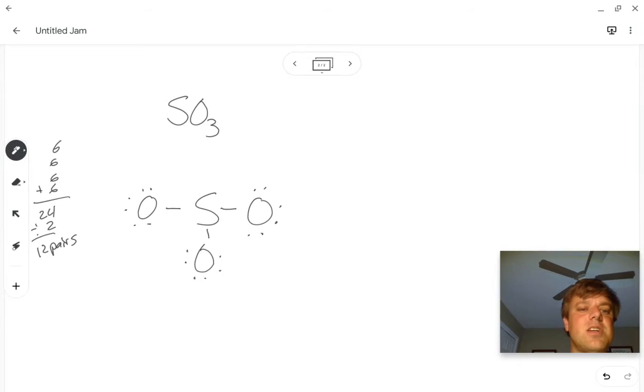We have drawn all the electrons we have, but this sulfur in the middle only has 6 electrons around it instead of the 8 that it needs. So it could make a double bond with this oxygen. This oxygen can share a pair, or this oxygen can share a pair, or this oxygen can share a pair. You might guess where this is going. What we're going to end up doing is drawing all 3 possibilities.